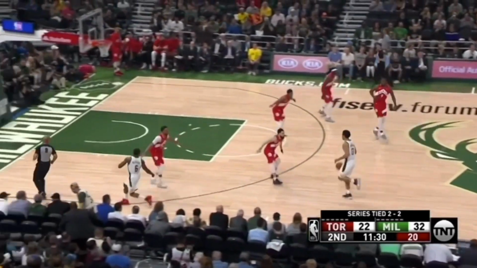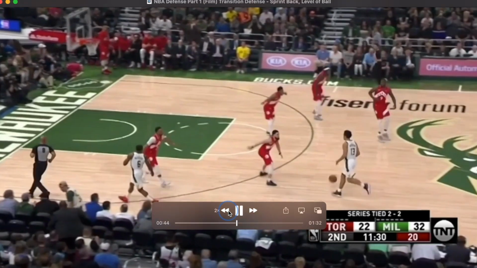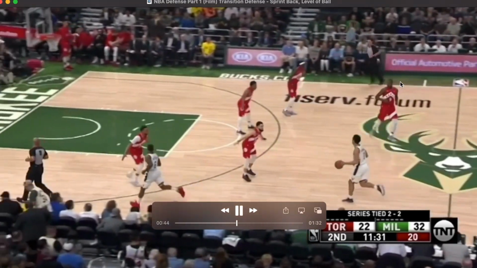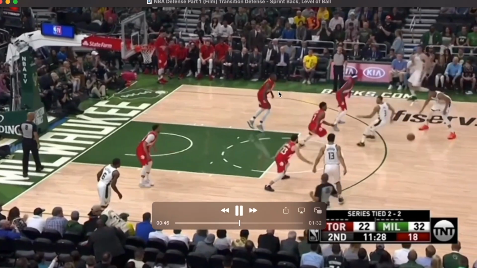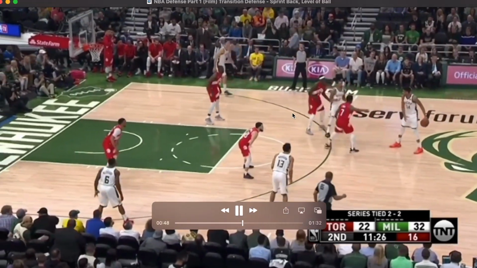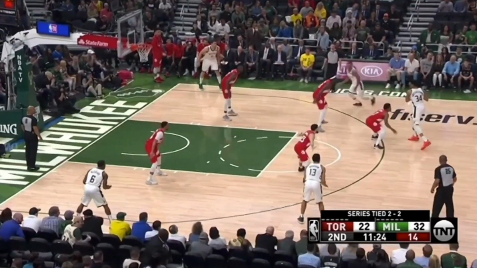Fred VanVleet is picking up the ball. Now watch Serge Ibaka right here. As he's crossing half court, he's getting back to the level of the ball right there. Now they're matched up. They're in defensive shell right here.